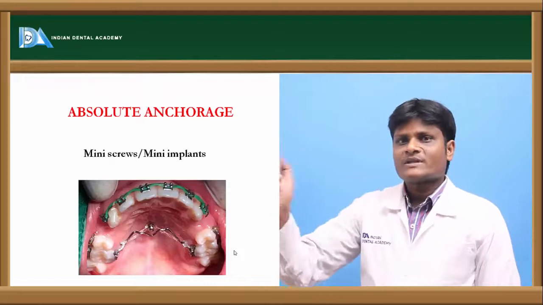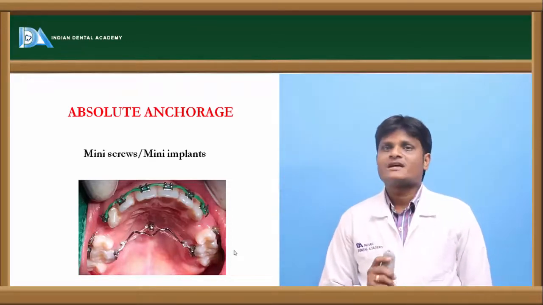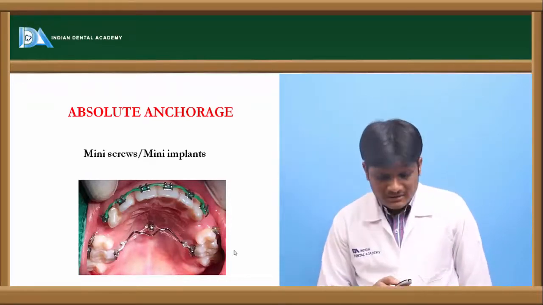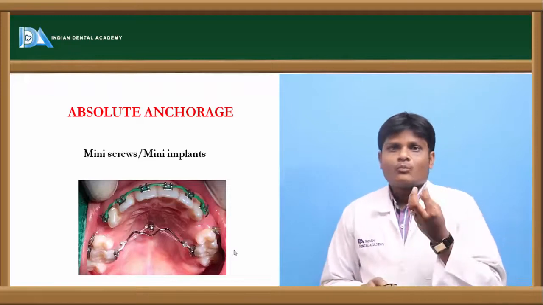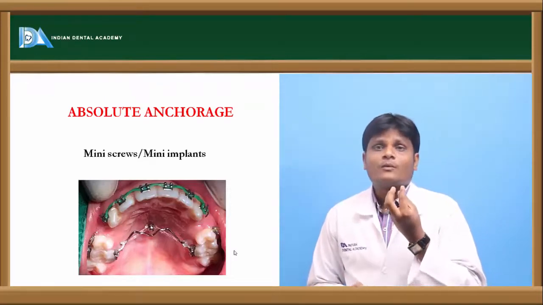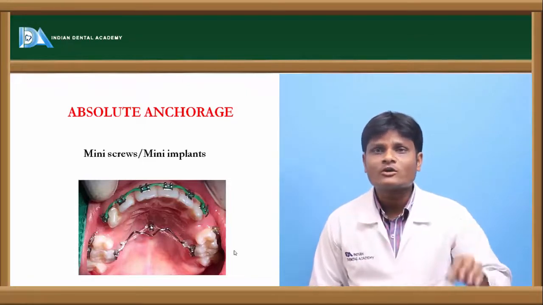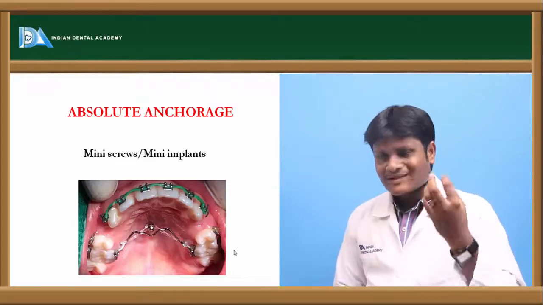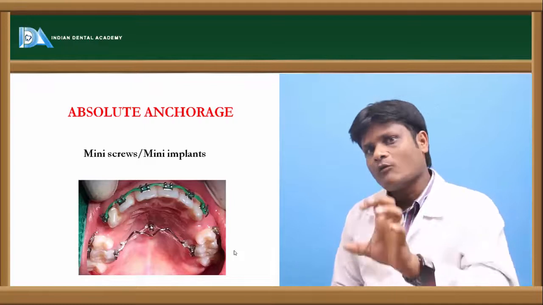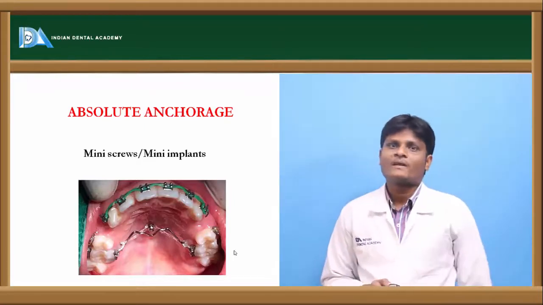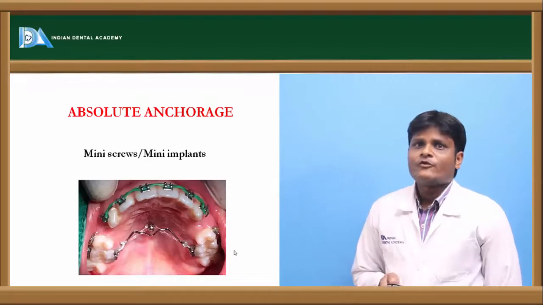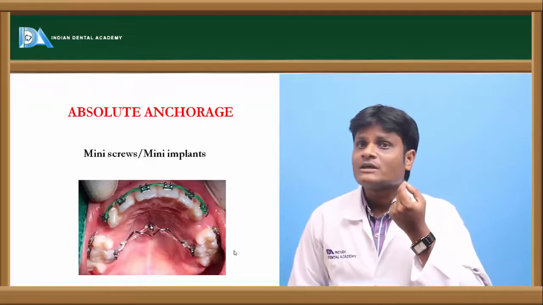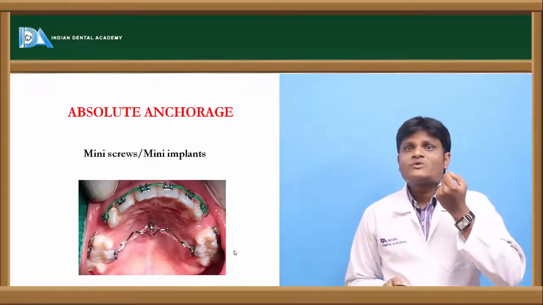Now, apart from the general classification, there is one more type of anchorage that is being utilized nowadays, which is absolute anchorage. What is an absolute anchorage? It's a type of anchorage where there is no anchorage loss. That means there is no movement of the anchorage unit. Usually, when you use a group of teeth for movement of another group of teeth, there will be some amount of movement of even the anchorage unit, however large the anchorage unit may be. But in absolute anchorage, we will be using something called mini screws or mini implants, which are placed into the bone to be used as the anchorage unit.